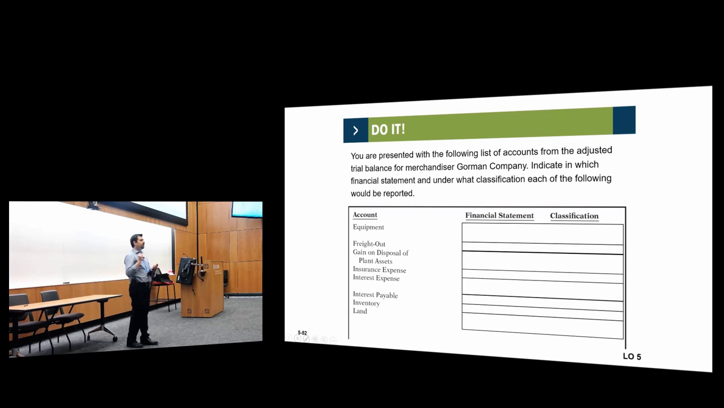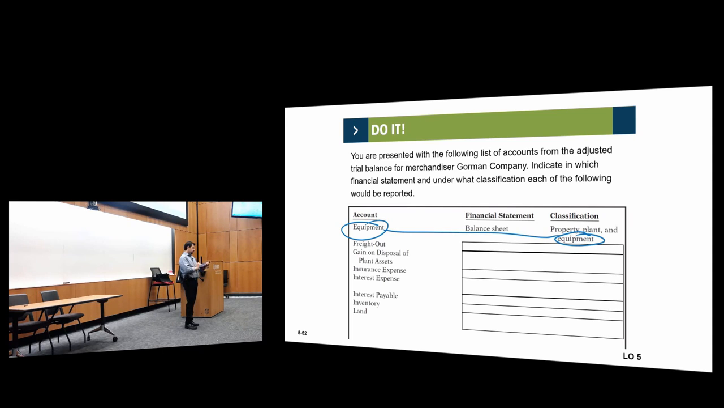The only time that you put dividend on the balance sheet columns is on the worksheet. It does not mean that it will actually go on the balance sheet itself. Equipment. Balance sheet and property, plant, and equipment. Hence. See? Freight out. Income statement, operating expense, right?